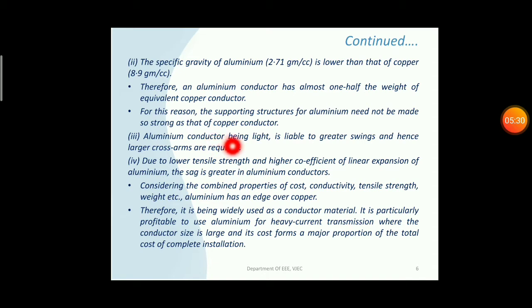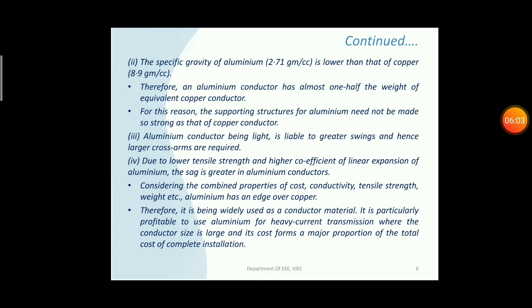Need not be very strong. Aluminum conductor is light in weight and hence it swings, or it requires larger cross arms to reduce the swings. Due to lower tensile strength and higher coefficient of linear expansion, sag is greater. Sag means there will be lowering of the conductor, it will not be in a straight line. There will be some sag. We will study sag in detail.